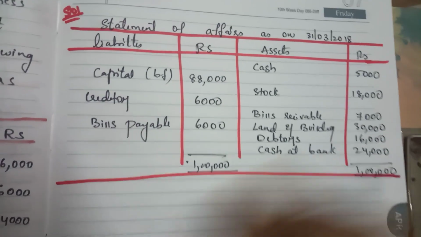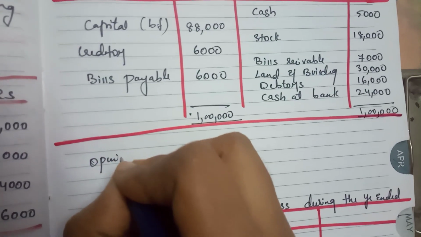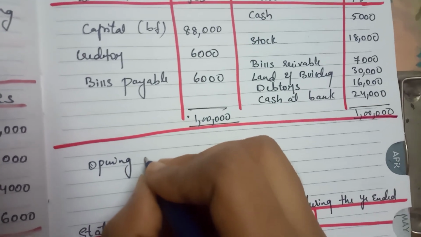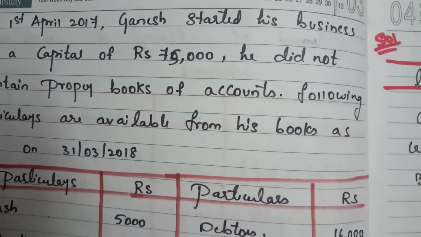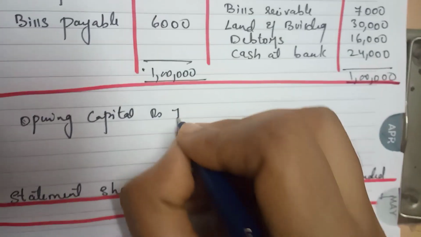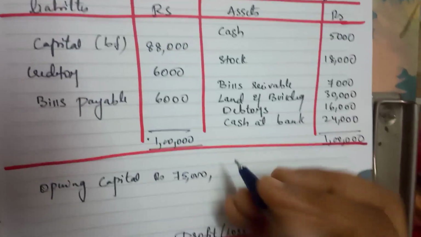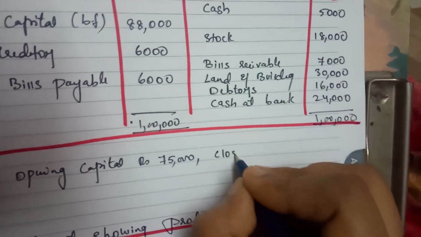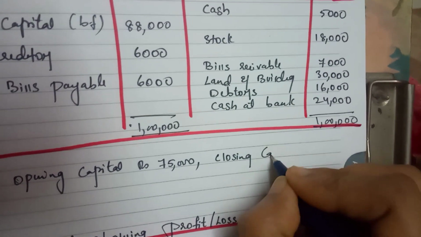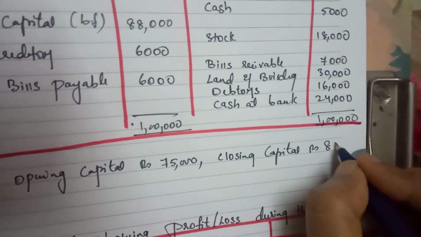Okay, so already they gave us opening capital. So what is the opening capital they gave you in the question? Again I am writing here opening capital. They gave us the date. Rupees 75,000. Okay, just now we found closing capital. How much did we get as closing capital? 88,000.